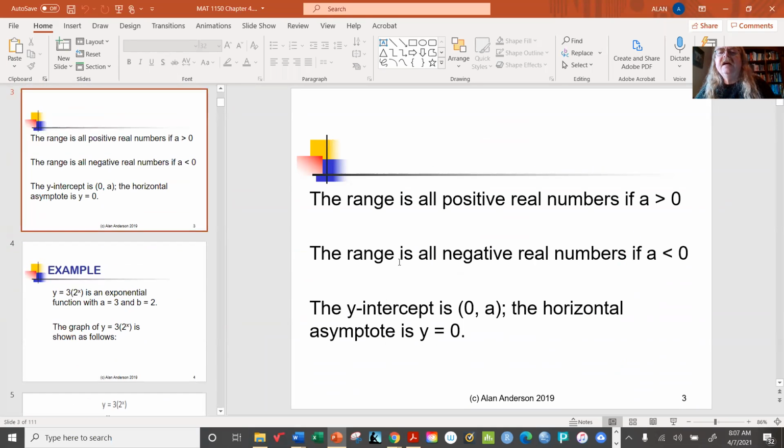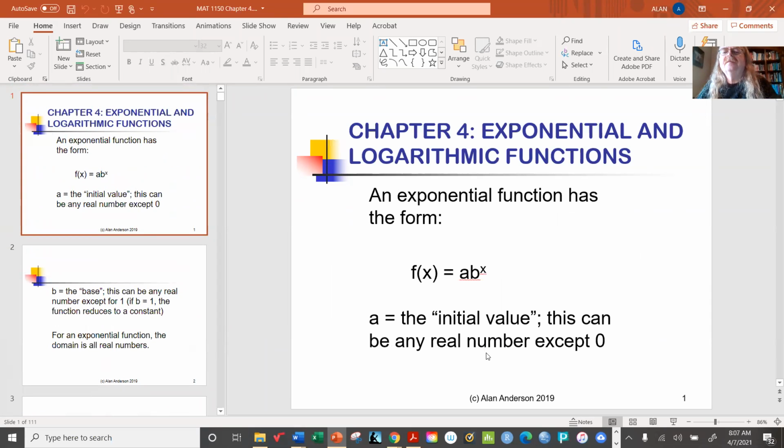Okay, now, oh, and one more thing, the y-intercept is the point (0, a), and y equals 0, the horizontal axis, is an asymptote of the function regardless of whether a is positive or negative.